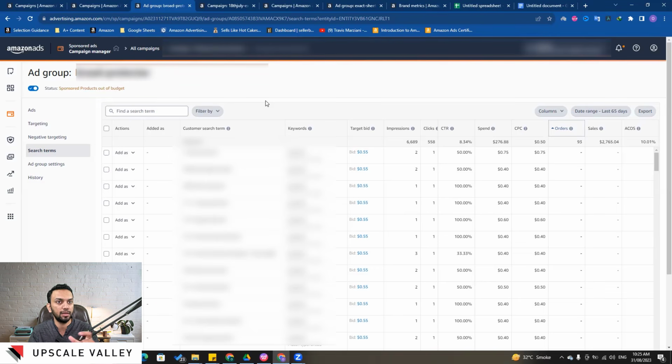For example, mattress protector, this is a keyword on which you are not getting conversions on your product, bed sheets, so you'll simply negative exact this one. So this is how it basically usually works.